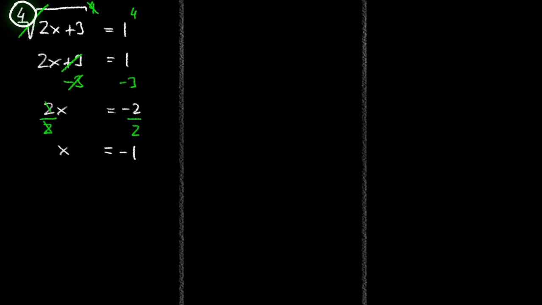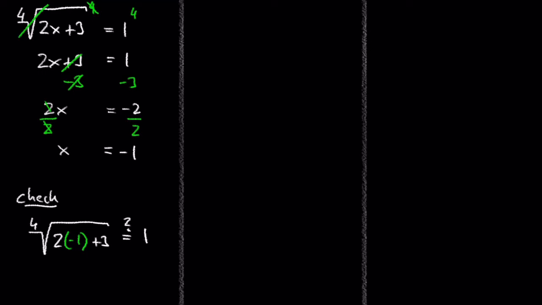4 is an even number, so we have to check our solution. The fourth root of 2 times negative 1 plus 3 equals 1. 2 times negative 1 is negative 2, plus 3 is 1. The fourth root of 1 is 1, and 1 equals 1 is true. So the solution, negative 1, fits in our original equation.